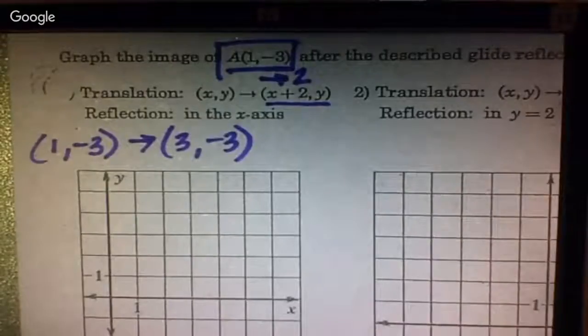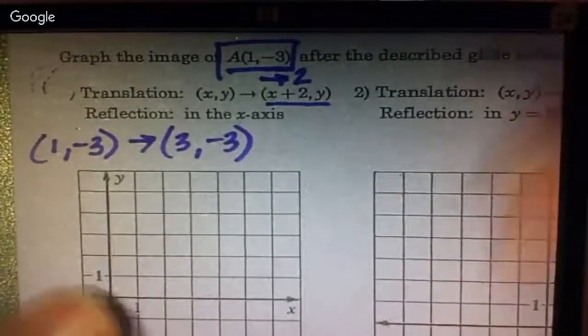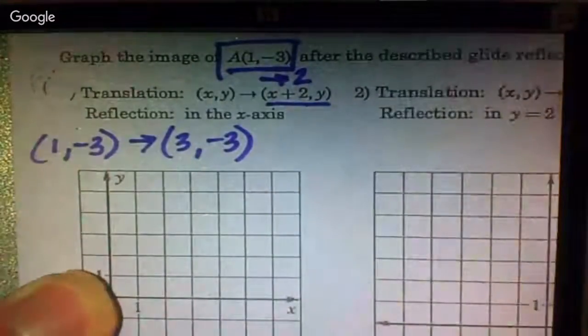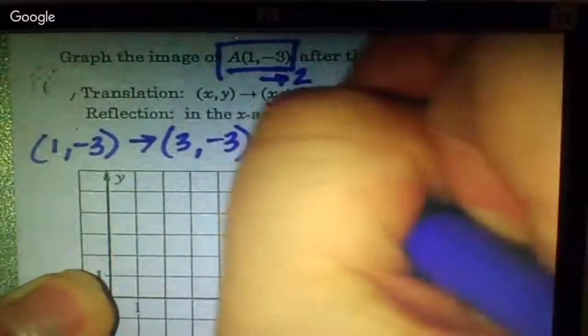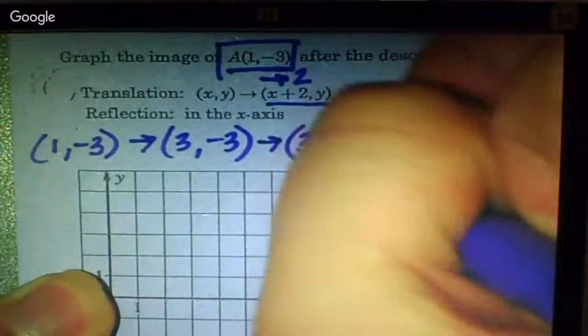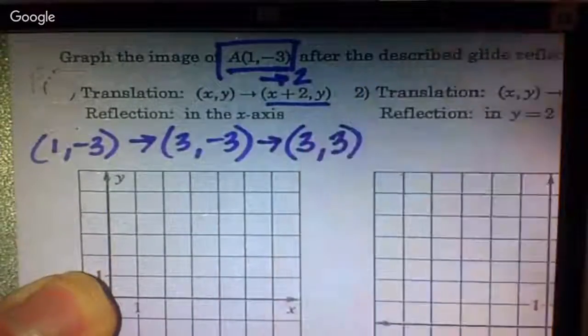Okay. The next thing they want us to do is reflect in the x-axis. So I'm reflecting over the x, which means what's changing? Your y's. So when I reflect in the x, it changes my y's. So this point now becomes (3, 3).